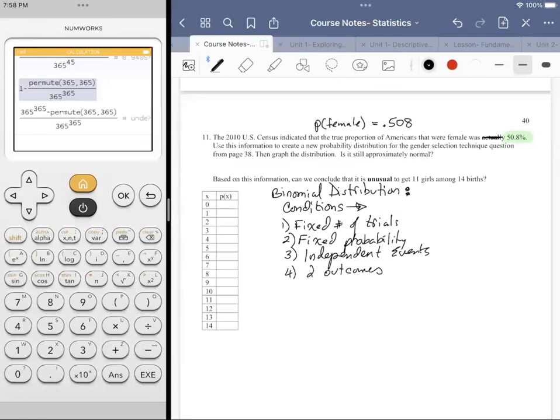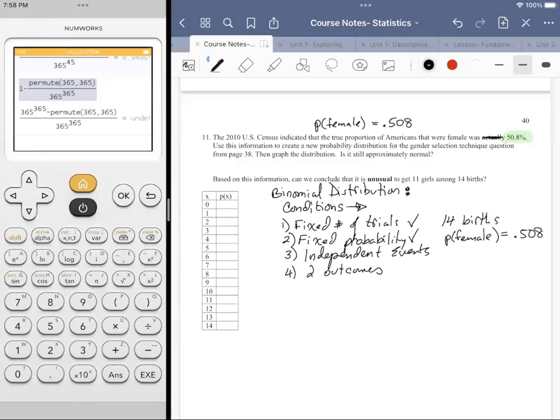So the first one, fixed number of trials, that would be 14 births. So that's a check. We have 14 births. Fixed probability, they gave it to us. That's probability of female is equal to 0.508. Independent events, well, what that means, and just going back in the notes, independent events occur when the probability of one event occurring has no impact or no bearing on the probability of another event occurring.